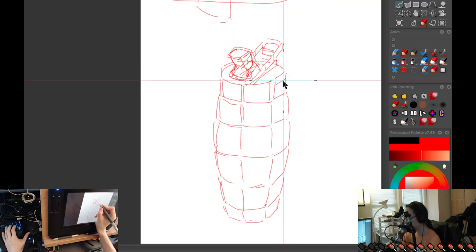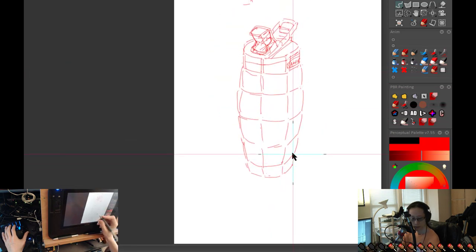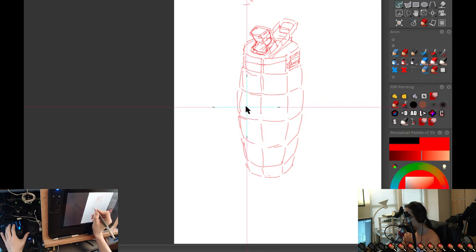And then something like this, right? I can start carving the lines over the quads. I can create the label gap. I can use the same thing to figure out the level of the water inside.